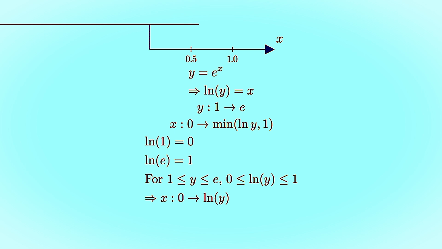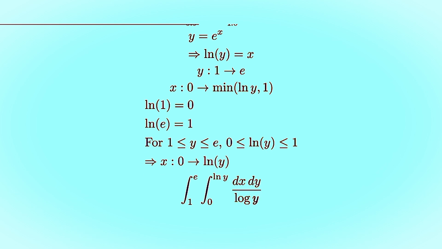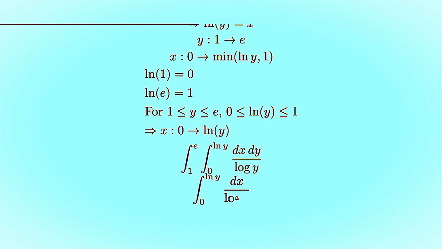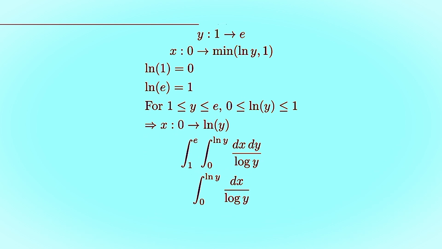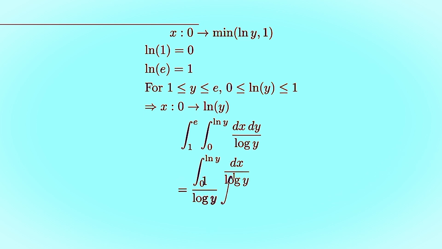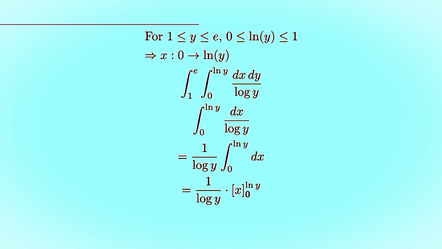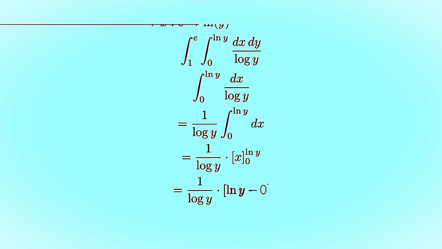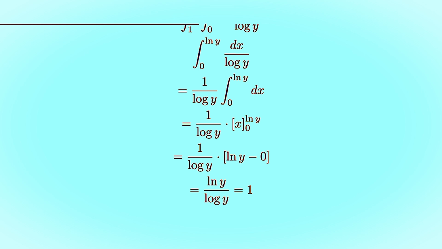Now we can rewrite our integral with the new order of integration. We have the double integral from y equals 1 to e, and for each y, x goes from 0 to log y of the same integrand, dx dy, divided by log y. Let's evaluate the inner integral first. We integrate with respect to x, treating y and log y as constants. So integrating 1 over log y with respect to x from 0 to log y, we get x divided by log y evaluated from 0 to log y. This equals log y divided by log y, which simplifies to just 1.